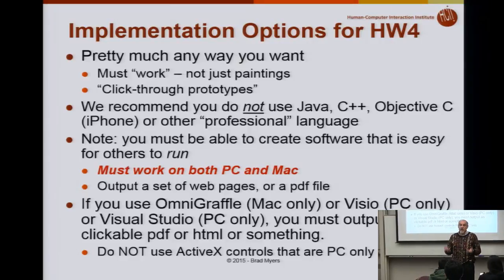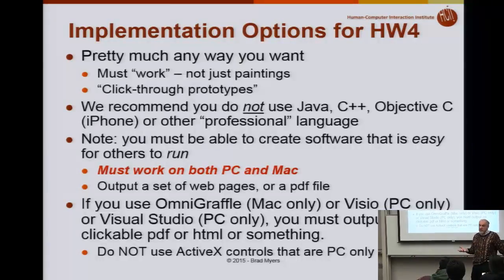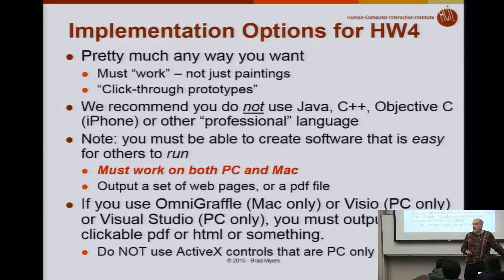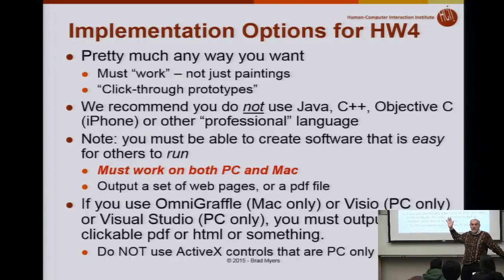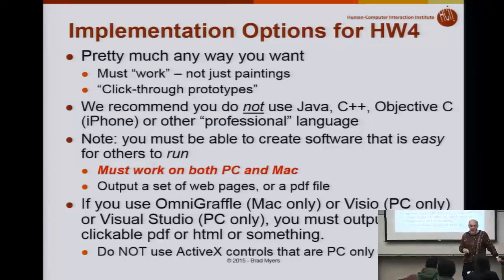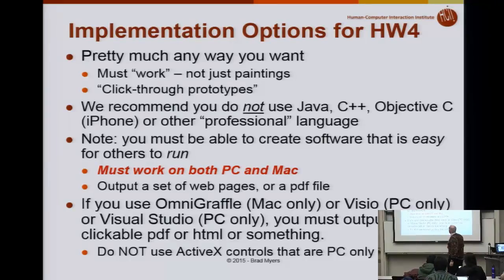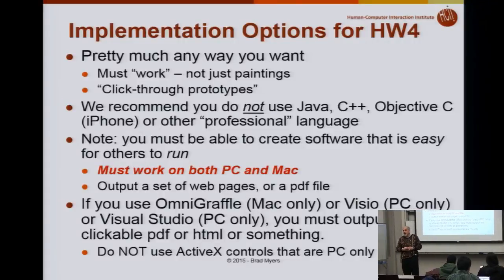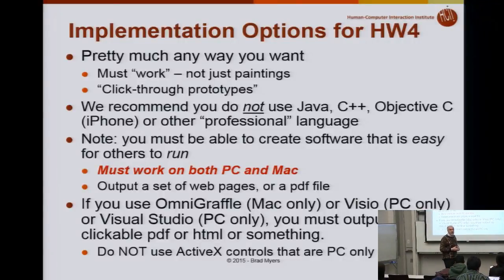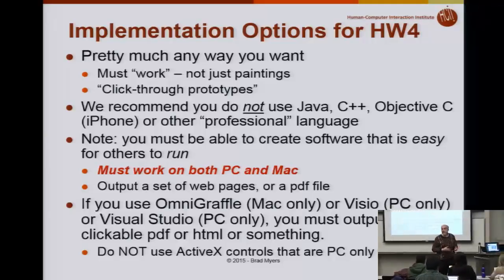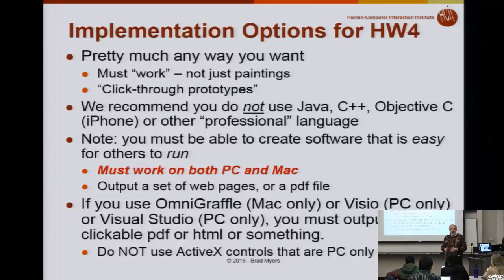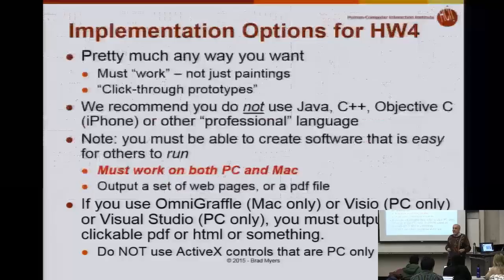How can you do that? Well, almost all these programs will output a PDF, which is pretty straightforward. Does everybody have PowerPoint? All the Mac people, right? So you can assume everybody has PowerPoint. You can output a PowerPoint, you can output as PDF, you can output as a web page, HTML. Some of these tools will do that. If you use something like OmniGraffle that's Mac only, then you'll have to make sure that you can output to PDF or something that people can click through.